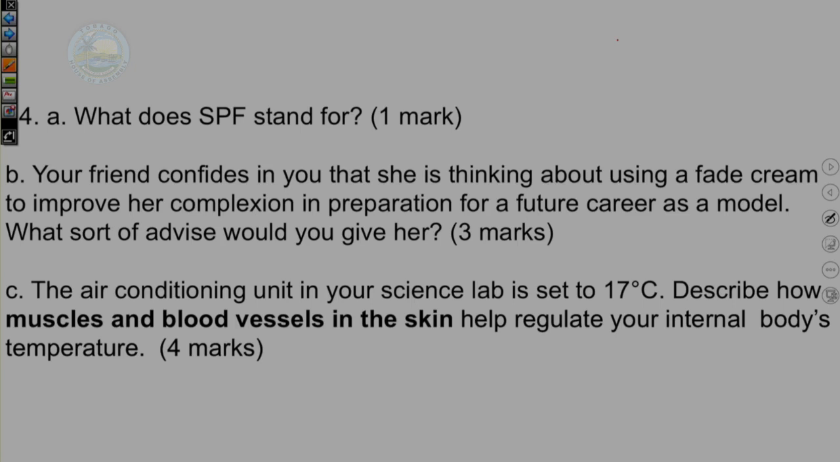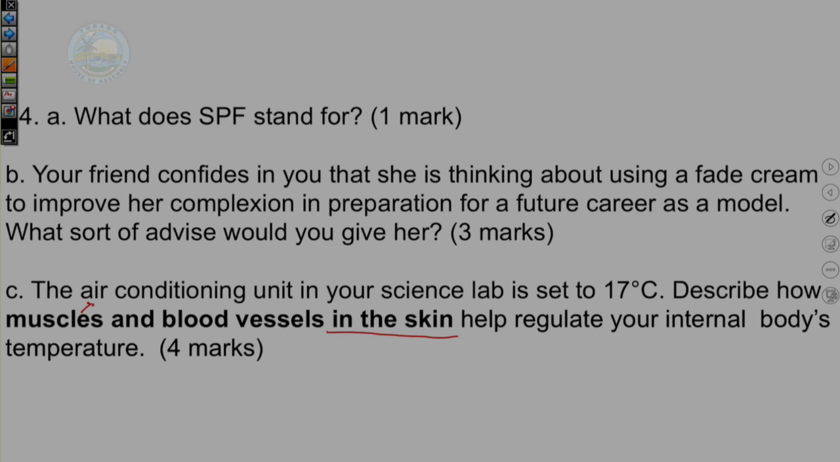Okay? And finally, the air conditioning unit in your science lab is set to 17 degrees Celsius, which is way below normal body temperature. Describe how muscles and blood vessels in the skin help regulate your internal body's temperature. Now you see it says here in the skin. So if you start talking about your muscles in your arms and your legs contracting to cause you to shiver, you have gone off course.